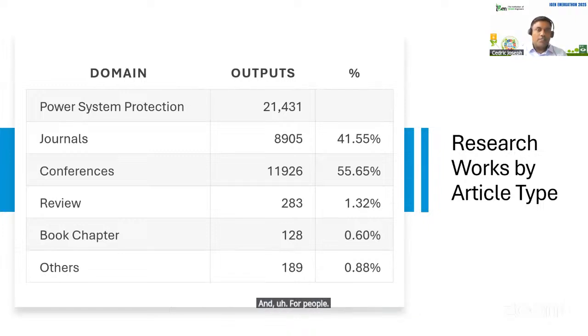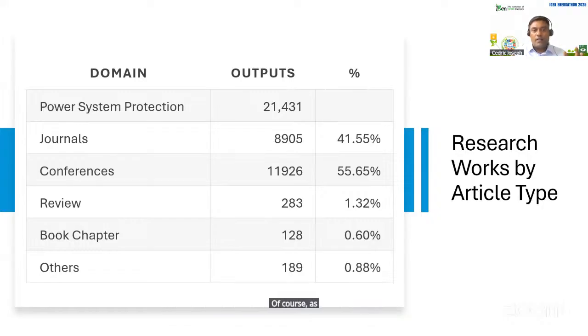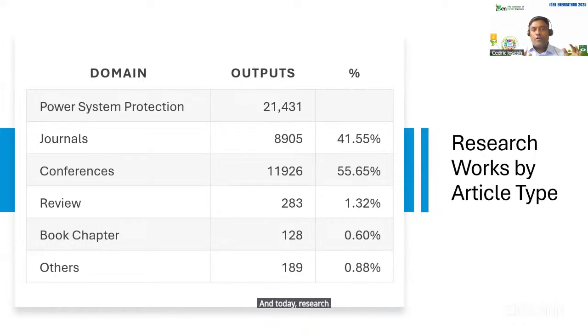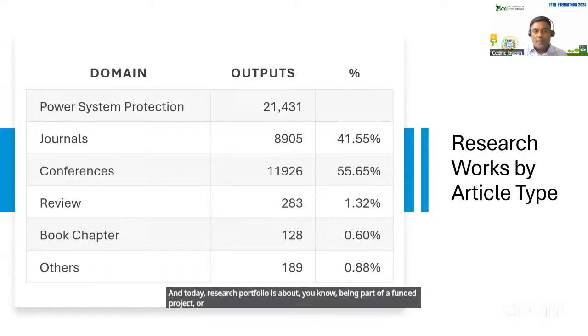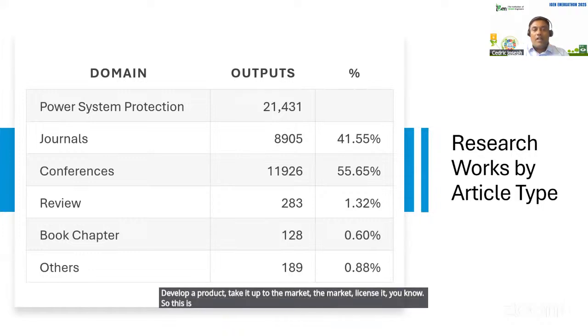And for researchers who are familiar with publications and patents, I just wanted to highlight a few more perspectives. Of course, as researchers today, I think all of us want to build a good research portfolio for ourselves. And today, research portfolio is about being part of a funded project, or being part of a publication, or being part of a good patent, developing a product, taking it up to the market, licensing it. So this is how a good R&D journey is envisaged in today's context.